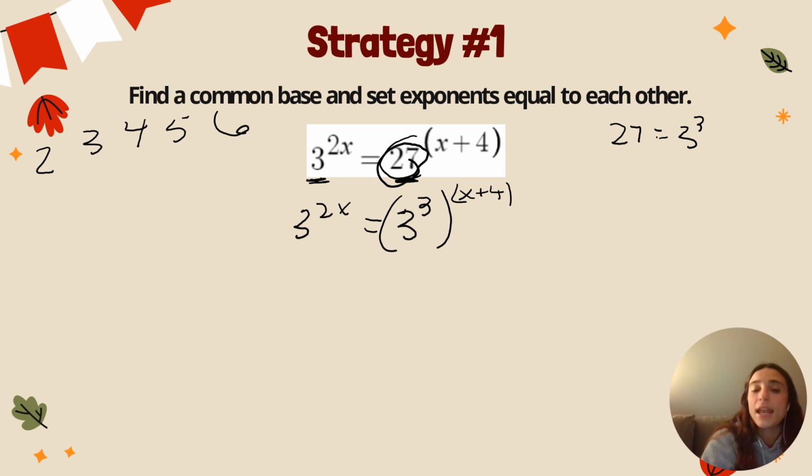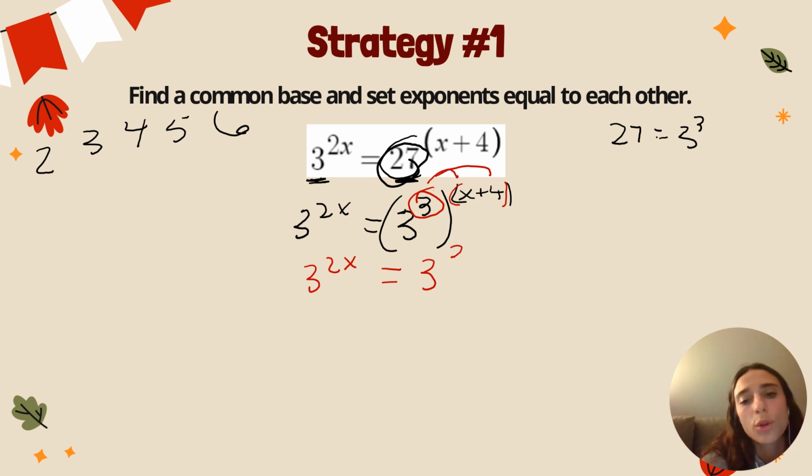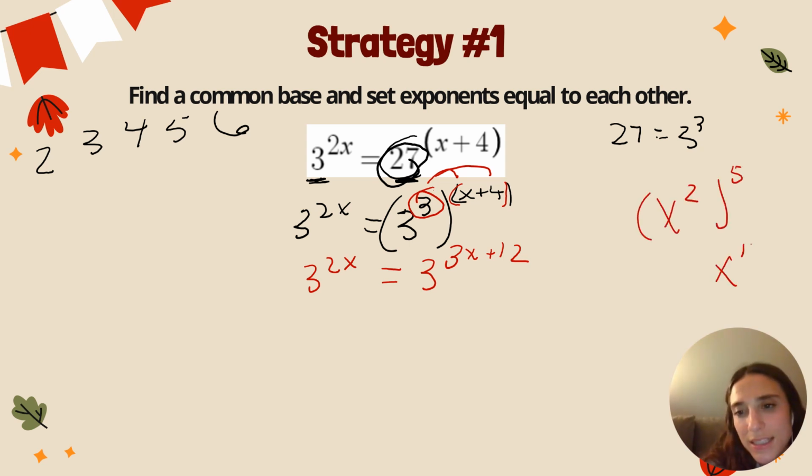All right? And now I'm going to follow my laws of exponents. When you have this cube here, I'm going to circle it, and it's being multiplied with another exponent, you're going to multiply. So I'm going to go ahead and distribute my 3. So I'm going to leave my 3 to the 2x equals 3 to the 3x plus 12, right? Because when you have x squared to the 5th power, it's x to the 10th power.